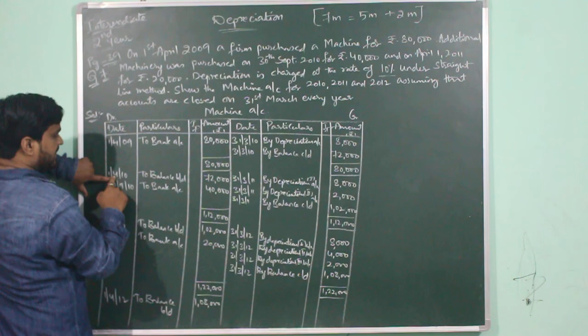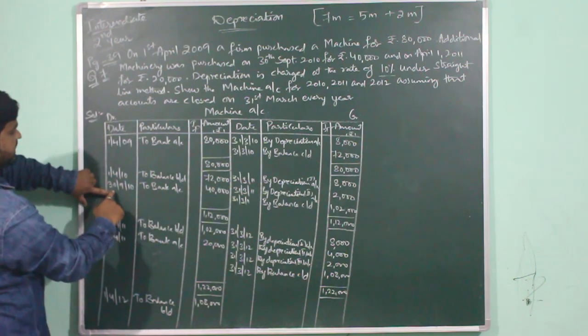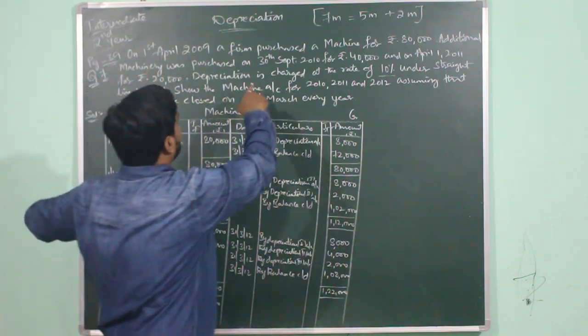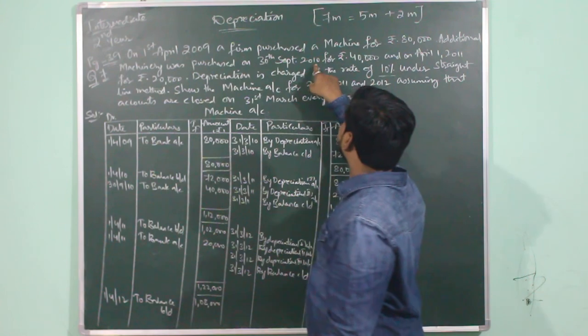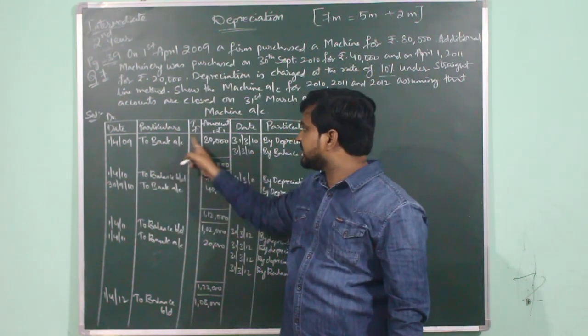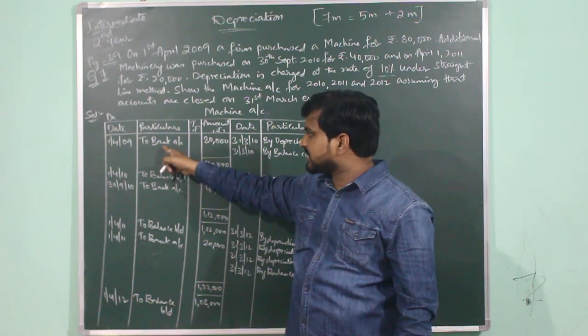But from 1st April 2010 to 31st March 2011 there comes a date 30th September 2010. The business firm has purchased another machinery on 30th September 2010 for rupees 40,000. So again as the business has paid rupees 80,000 at the purchase of first machine, it has written it as to bank account.